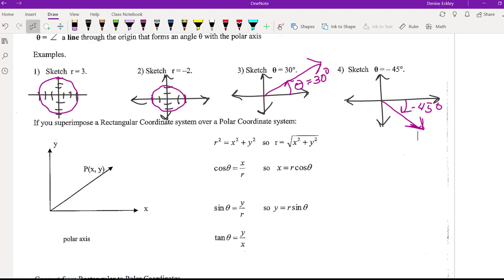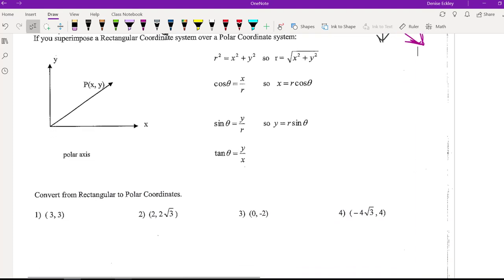Okay, so if you superimpose a rectangular system over the polar system, you guys need to memorize these conversions. The first one is the equation for a circle. You want to make sure you understand how to go back and forth between x, y, and r, theta. These are our conversions. Where it starts, as I said, is you take the equation of the circle, and if you solve it for r, you get r equals the square root of x squared plus y squared. Now this is what we're doing in parametric mode. So you can figure out going back and forth.